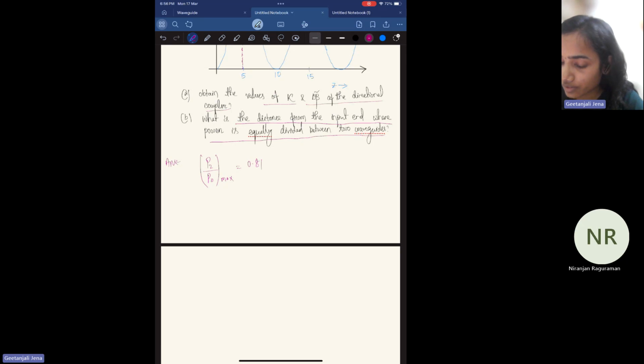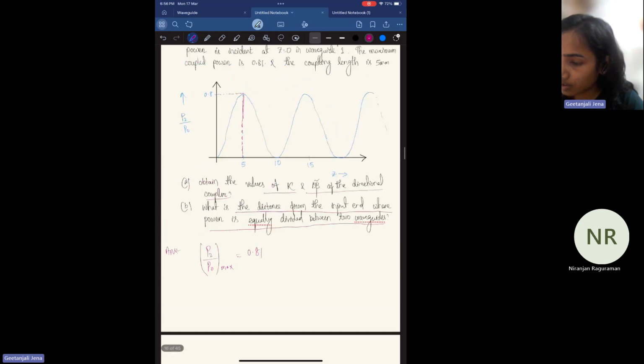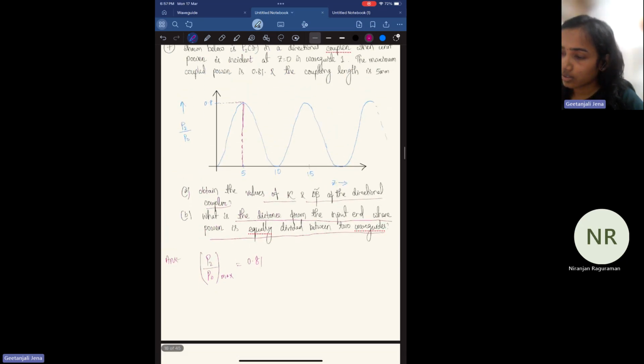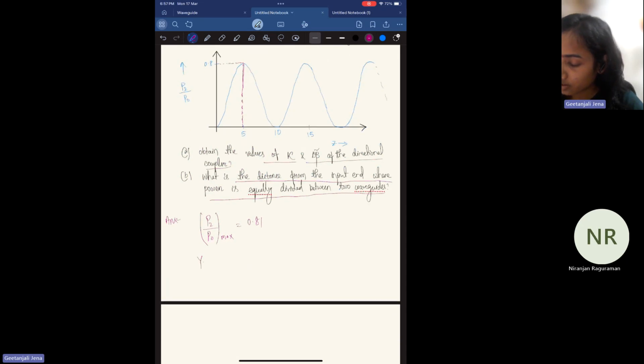First, let us calculate the value of gamma now. The coupling length is 5 mm from the figure. So gamma L_C is pi by 2, which means gamma is pi by 2 L_C, so pi by 10 per millimeter. This will become around 100 pi per meter.